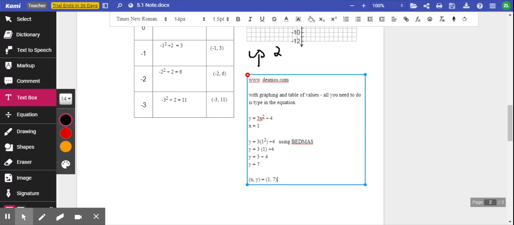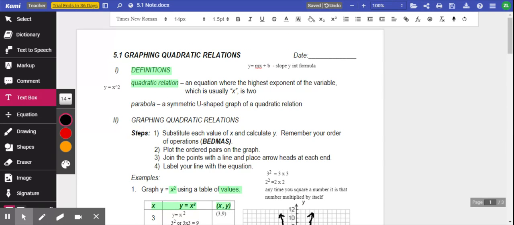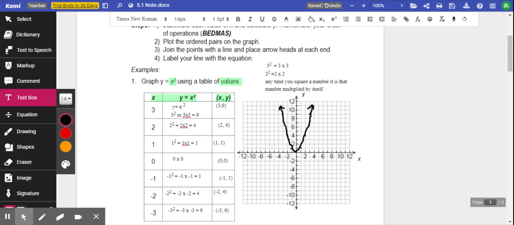So there it is. We've done our first graphing quadratic equations or relations, and hopefully this has helped.